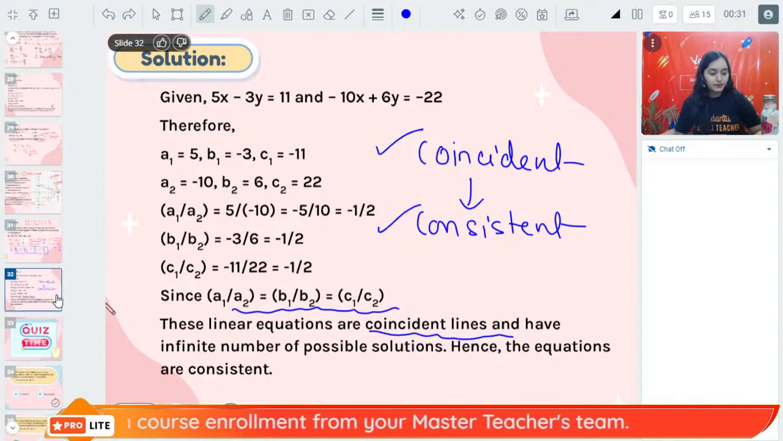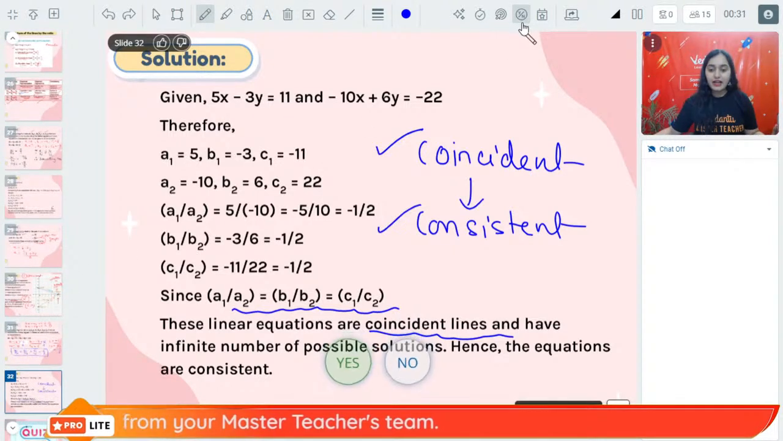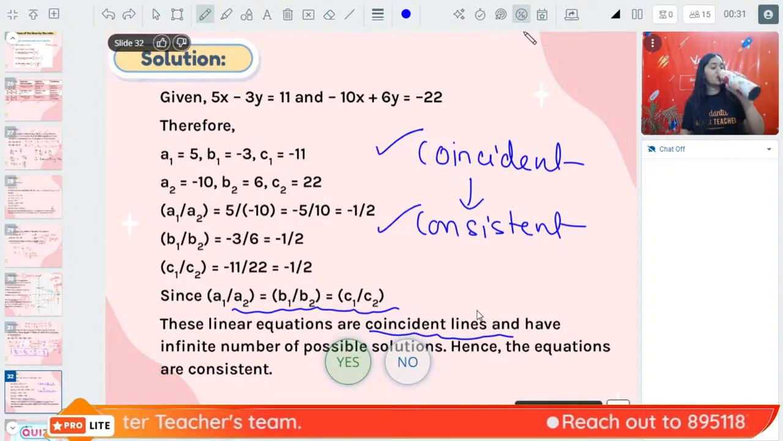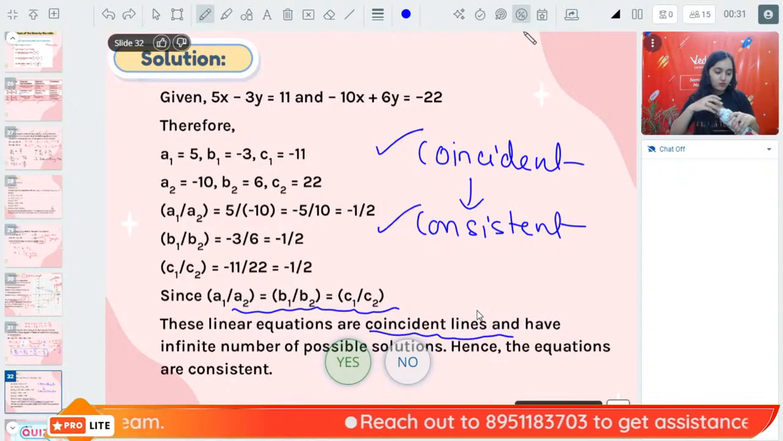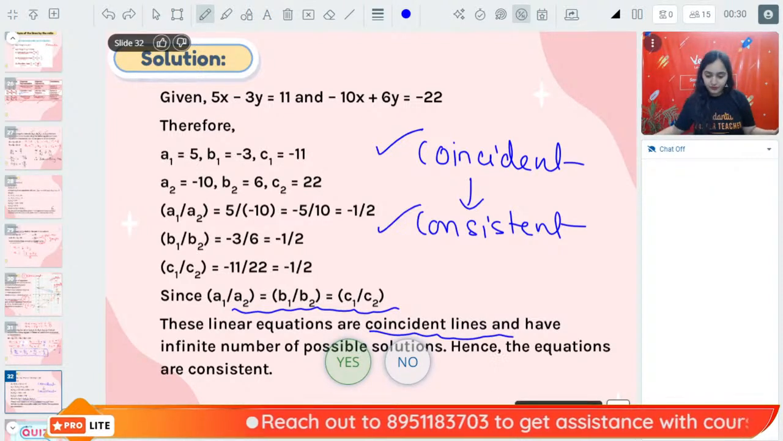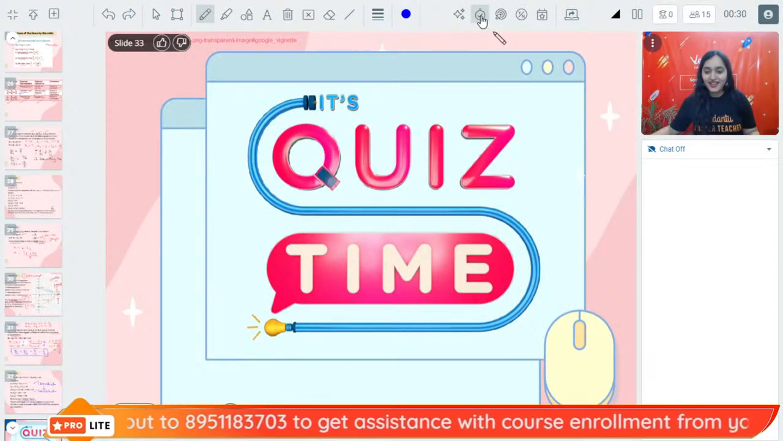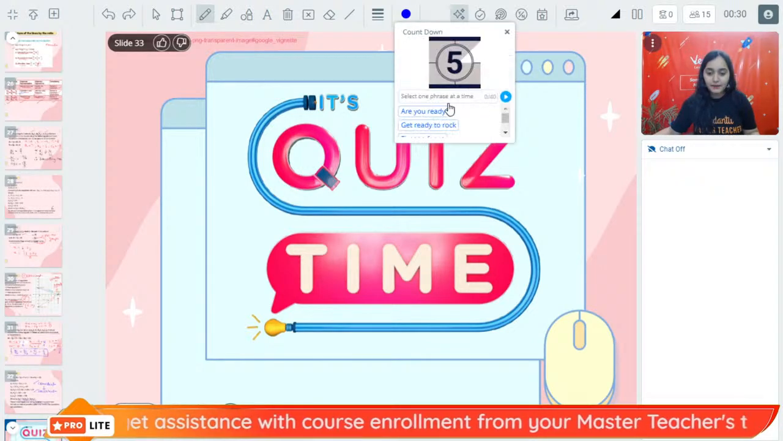Clear to all of you? Are you all able to understand everything? Everyone, let me know. Very good. Everybody has understood. Okay, so it is now quiz time.